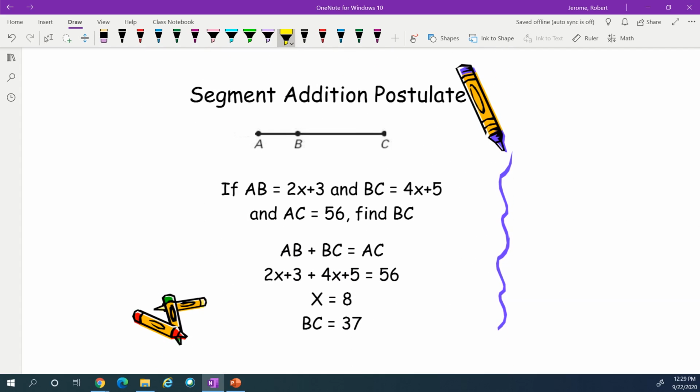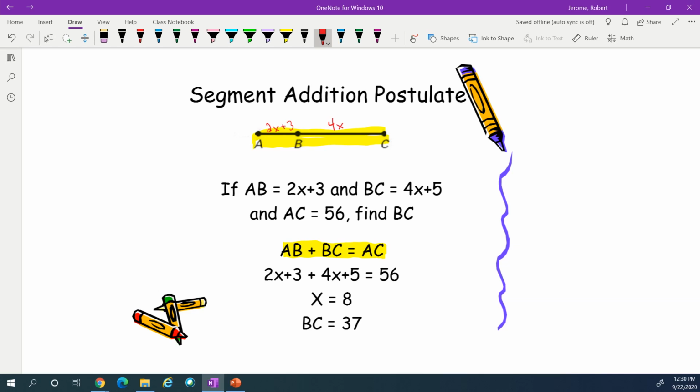Again, and I told you this, we're not going to change the picture and we're not changing the segment addition. So I'm not even doing anything different in geometry. All I'm doing is stepping up the algebra. In this question, AB is 2x plus 3.